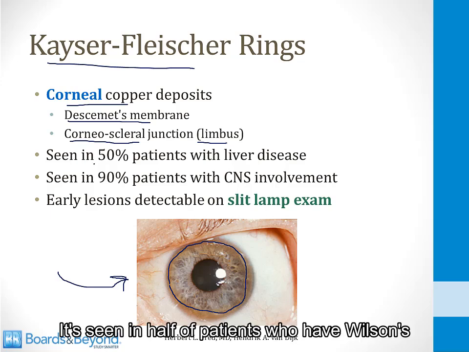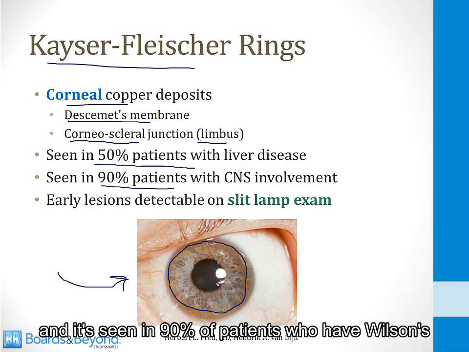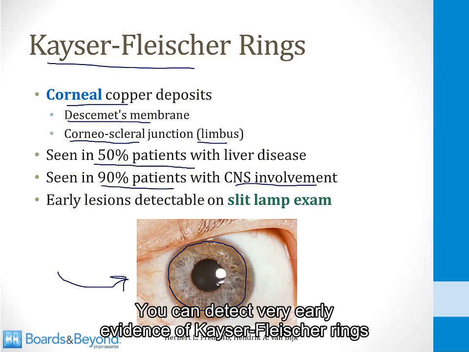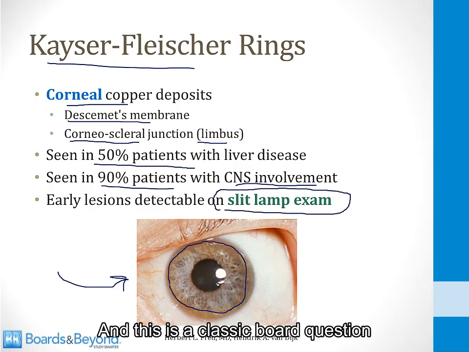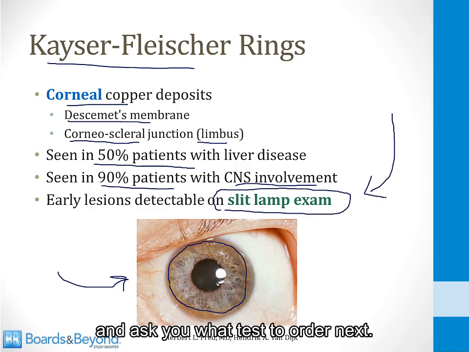It's seen in half of patients who have Wilson's and have liver disease, and it's seen in 90% of patients who have Wilson's with central nervous system involvement. You can detect very early evidence of Kaiser-Fleischer rings by doing a detailed eye exam called a slit lamp exam. And this is a classic board question to describe a patient who may have Wilson's and ask you what test to order next.